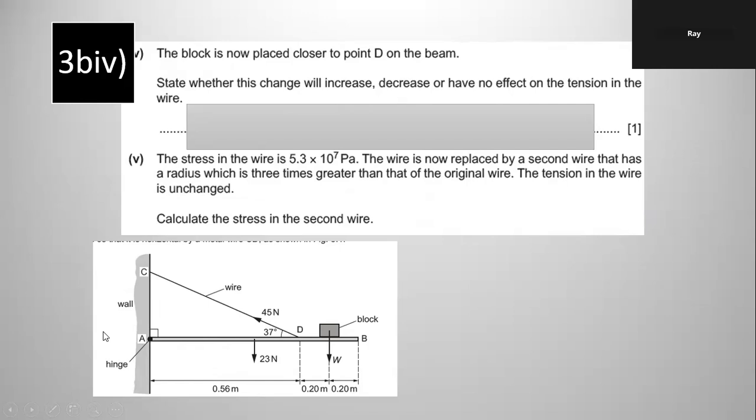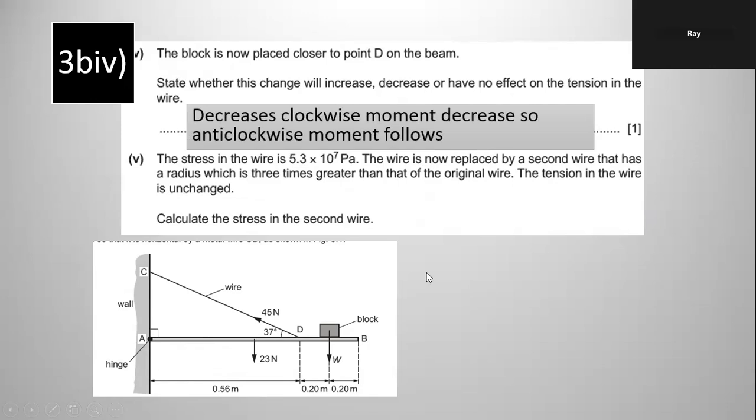The block is now placed closer to point D. State whether this change will increase, decrease, or have no effect on the tension of the wire. Increase. They ask to state only. So decrease clockwise moment, so anti-clockwise moment follows.